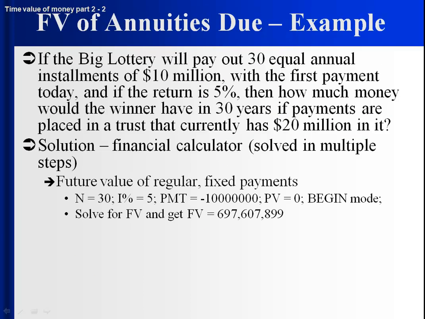So the regular fixed payment, there's 30 of them. We're putting $10 million into our account, and we solve. We'd have 697,607,899. So we'd have almost 700 million.